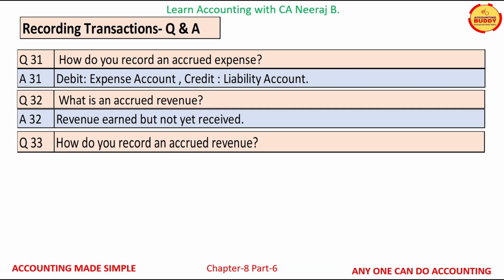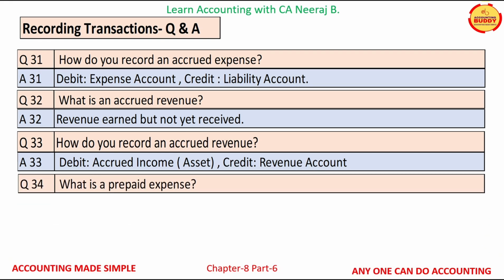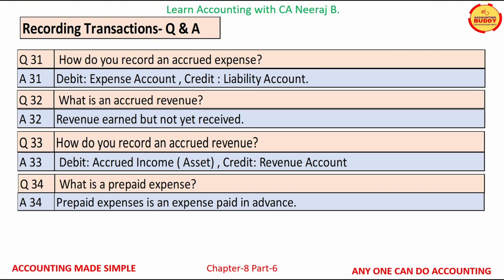Question number 33, how do you record an accrued revenue? The answer is debit accrued income and credit revenue account. Question number 34, what is a prepaid expense? The answer is prepaid expense is an expense paid in advance.